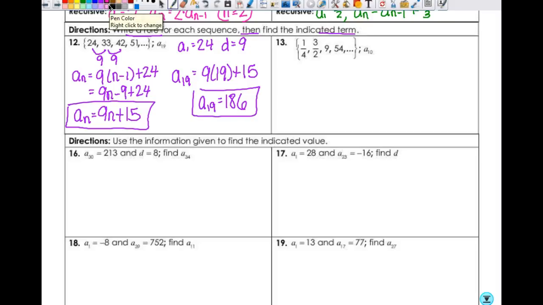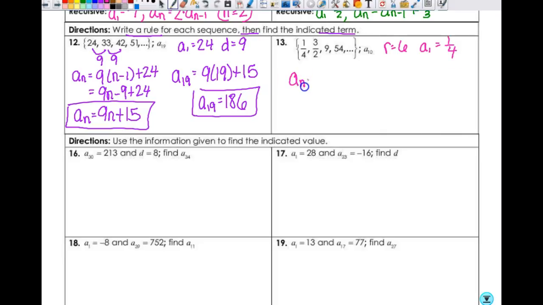All right, so this next one. Again, we have to figure out if it's arithmetic or geometric. I'm thinking it's going to have to be geometric, because if I look at 3/2, there's no way I can add something to it to get to 9 and then add the same thing to 9 to get to 54. That's just too much, right? Since I know that it works, because it says write a rule, it's either arithmetic or geometric. 54 divided by 9 is 6, so R equals 6. A1 equals 1/4. It's geometric.